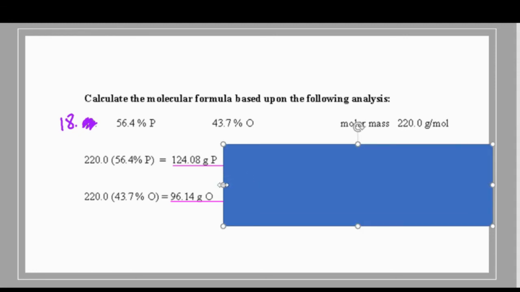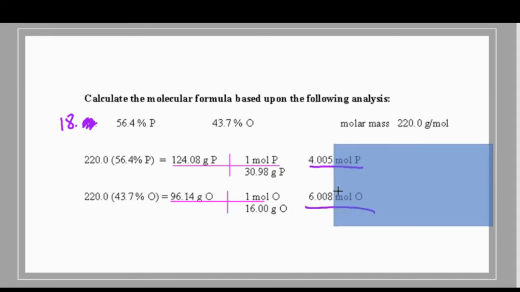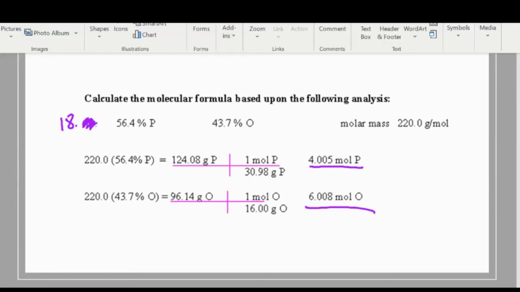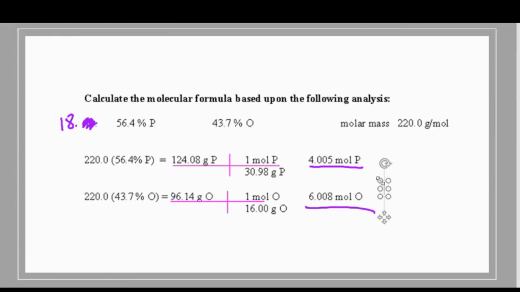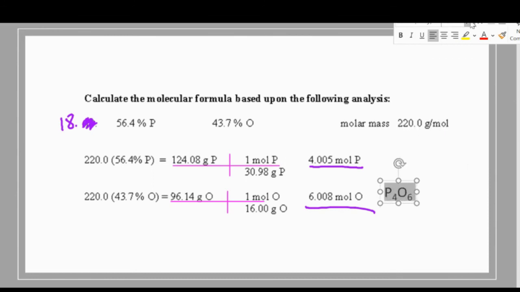So let's divide these and see what we get. We're going to divide this by the periodic table, divide this by the periodic table. And look, we got two really nice numbers. Oh, let me write that as a formula. I forgot to actually include the formula in there. So this would be P subscript 4, O subscript 6. Man, that is small. Let's make that bigger. Make it chunky. There we go.